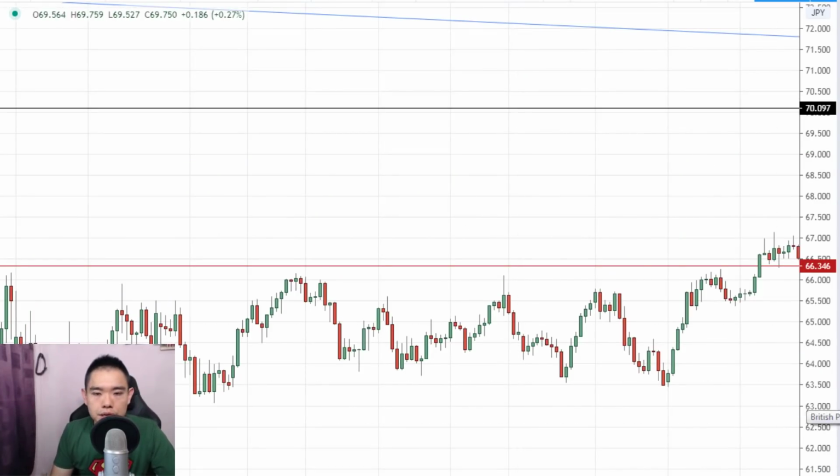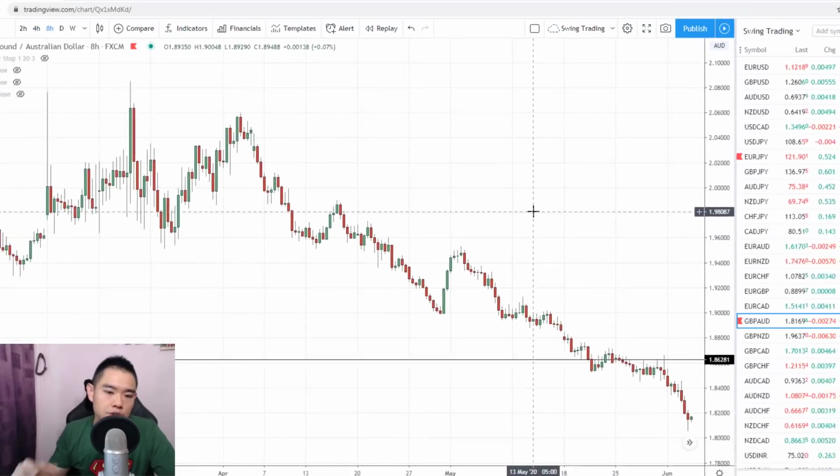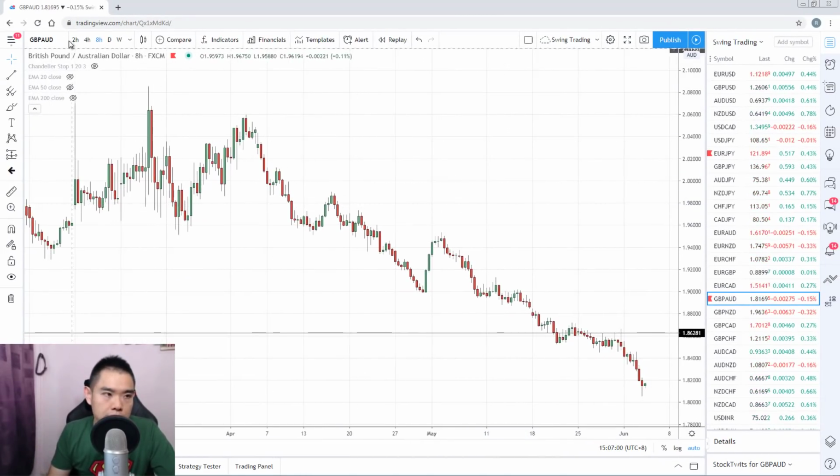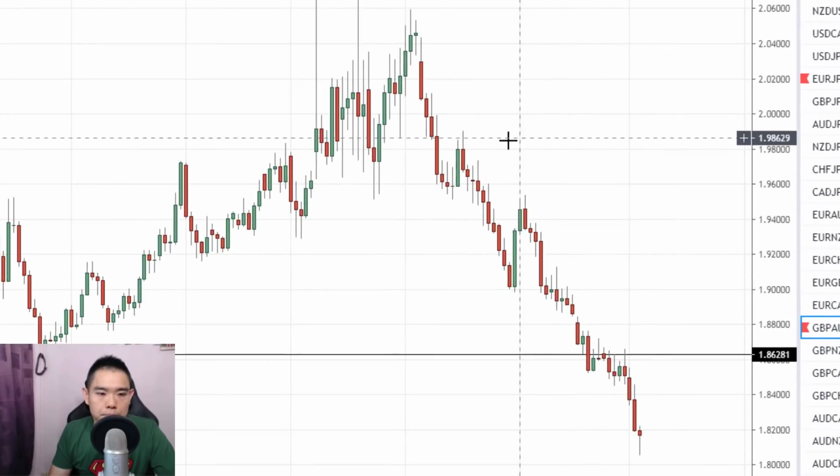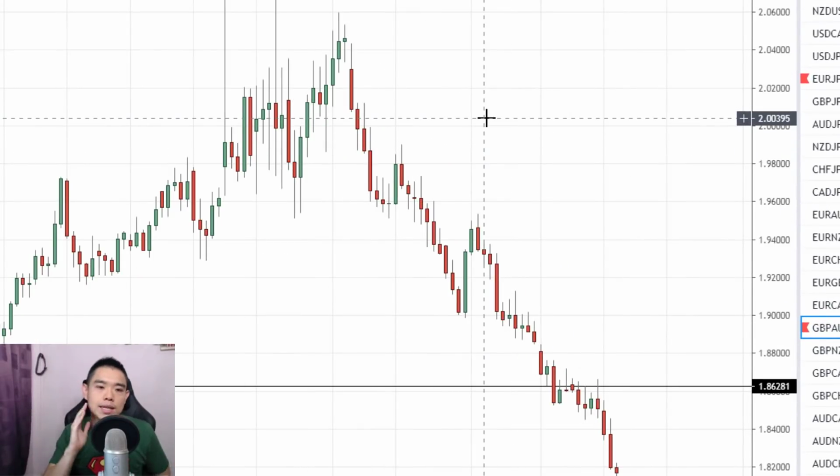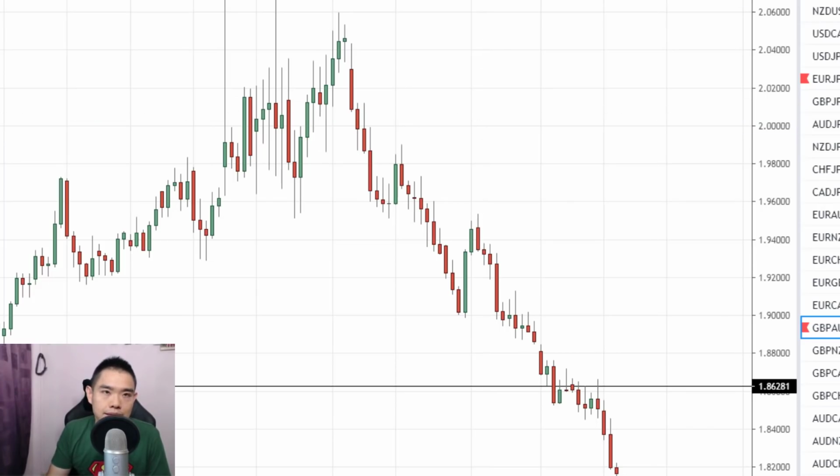Another thing to share is a potential opportunity that I'm seeing. So there's a trade, just to share with you my thought process. Another one to share with you is the pound Aussie. If you just look at the pound Aussie right now, you can see that this market is in a downtrend. How do I know that? Because I see a series of lower highs and lower lows.